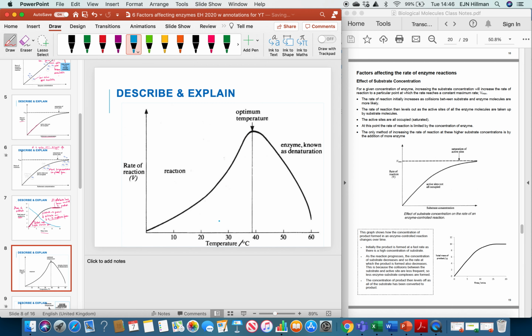Next, we're going to look at temperature. Okay. Here we can see the temperature is being increased, and we're measuring on the y-axis the rate of the reaction.